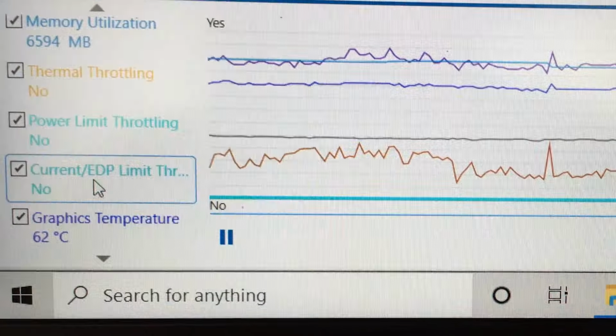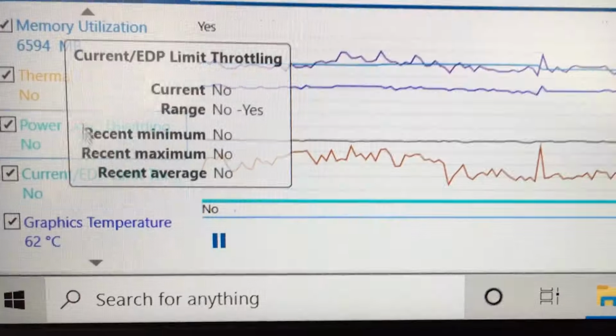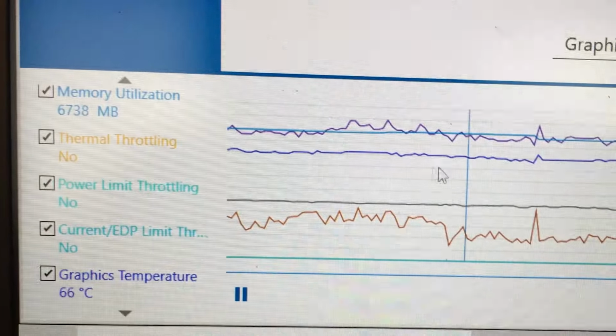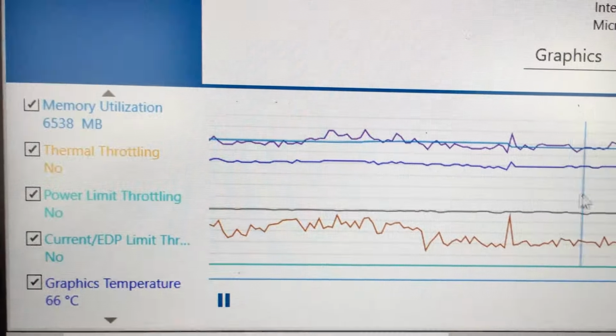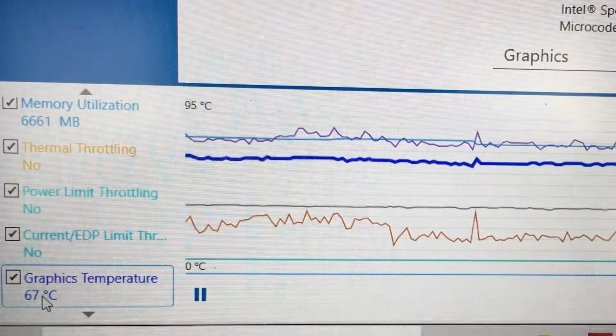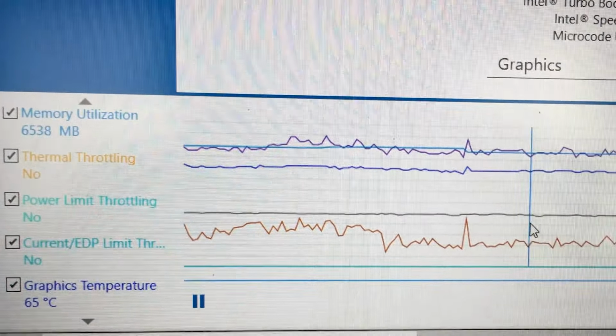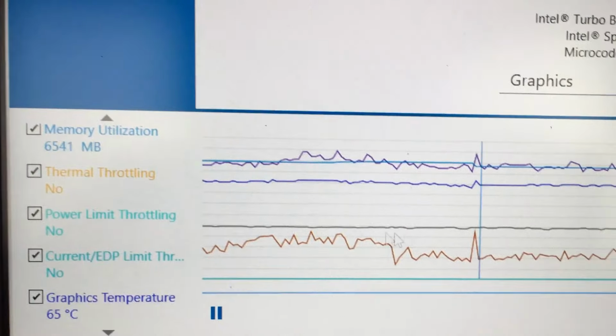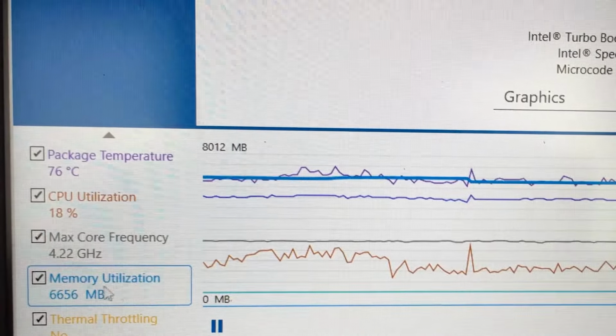No issues there. Now we're going to check thermal throttling. So it doesn't look like there is any thermal throttling or power limit throttling, which is nice. Graphics temperature is also staying pretty low, around 65 Celsius. And the fans really aren't even ramping up that much.